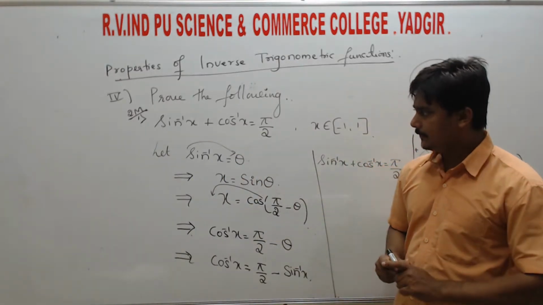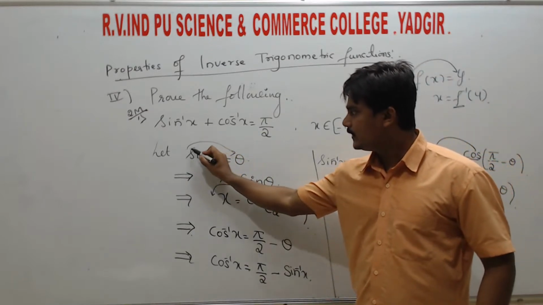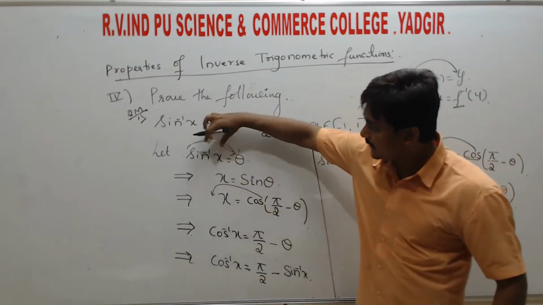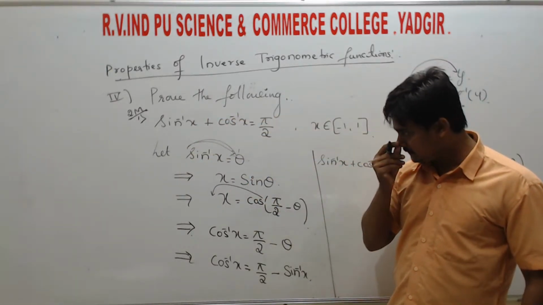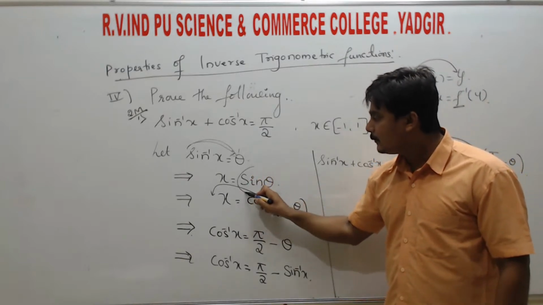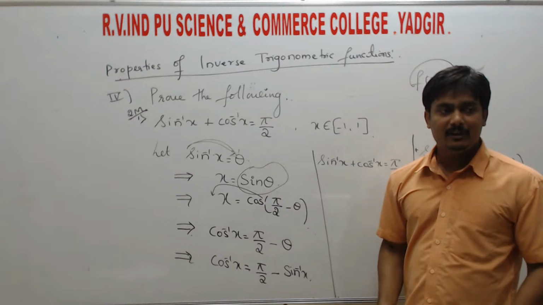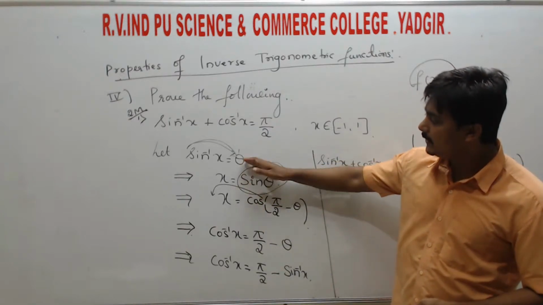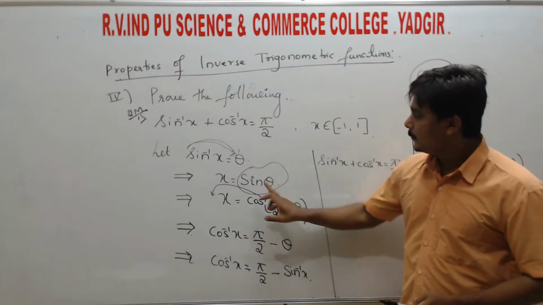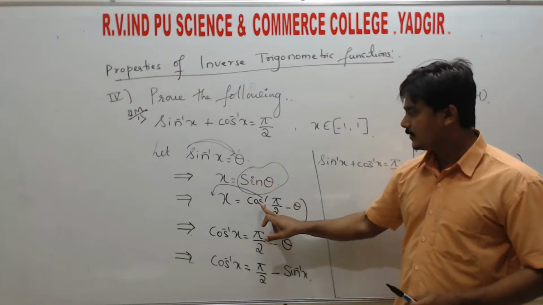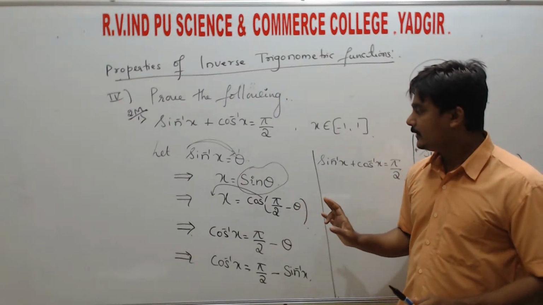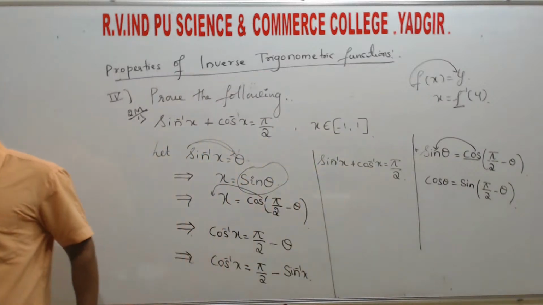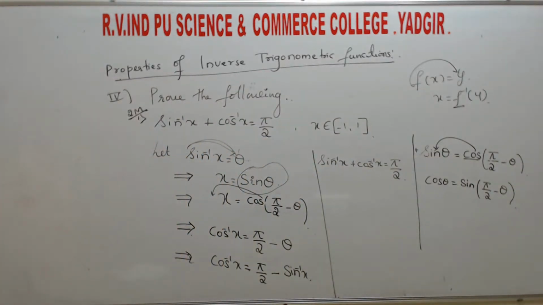According to the definition of inverse sine function, if I move this sine inverse to the right side, we get x equal to sine theta. Since in the answer I want inverse cosine function, I will express sine theta in terms of cos. So sine theta equals cos of 90 minus theta. Already we have learned it. Sine theta is equal to cos of 90 minus theta.